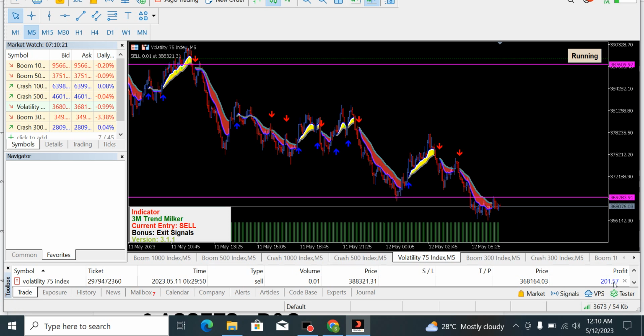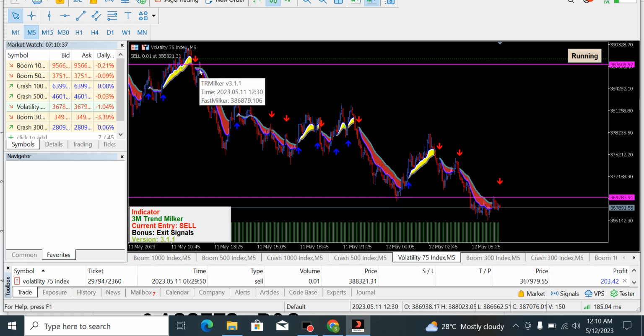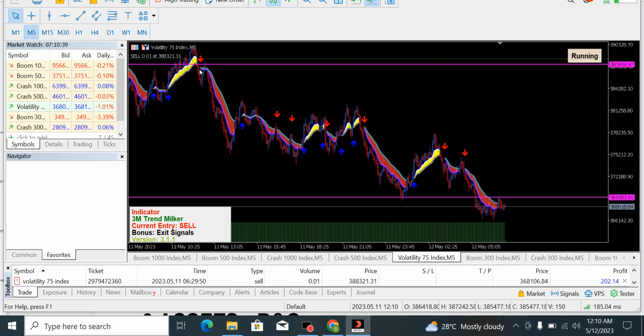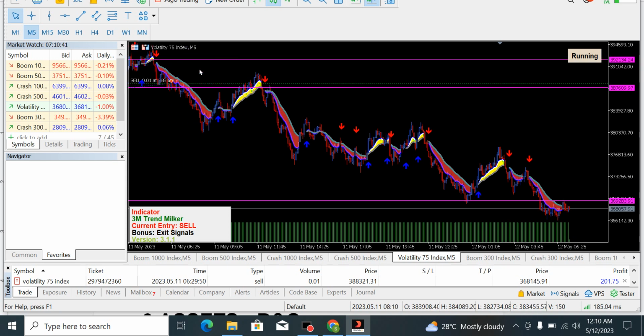So that is the beauty of the indicator. The indicator will help you to know the direction of the market. It helps you to identify the trend of the market, helps you to know when to go in and when to exit the market. Okay, so this has given me the trend of the market, has given me a downtrend right from here, a downtrend right from here.